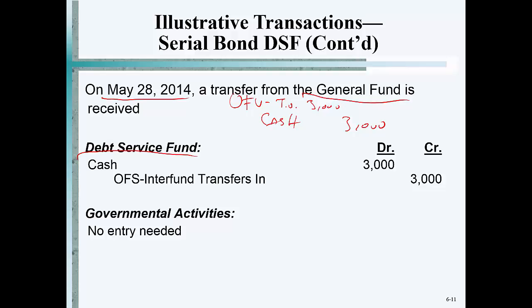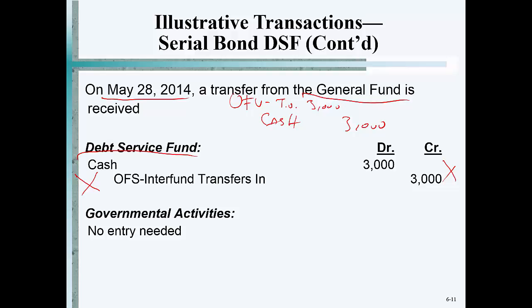Do you notice anything interesting about the debt service fund right here? It spent money, didn't it? What do we usually do when we've been spending money in this class? Record at the governmental level? Yes, but that's not what I'm looking for here. I shouldn't have said that, because we're transferring money, and they're saying no entry at the government-wide level for the transfer because that's going to be eliminated, right?